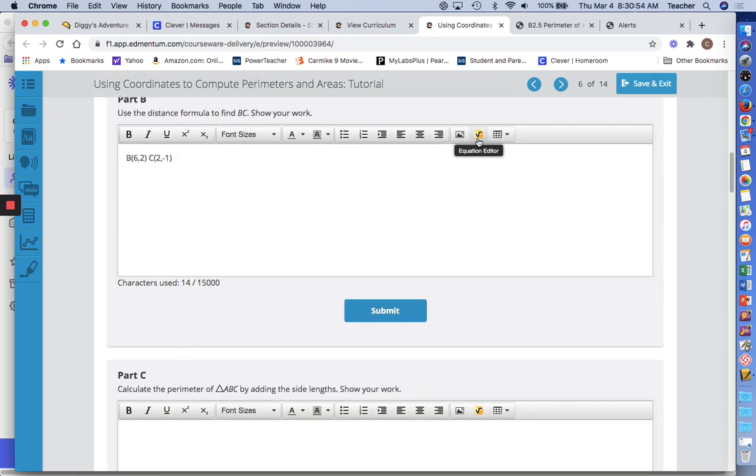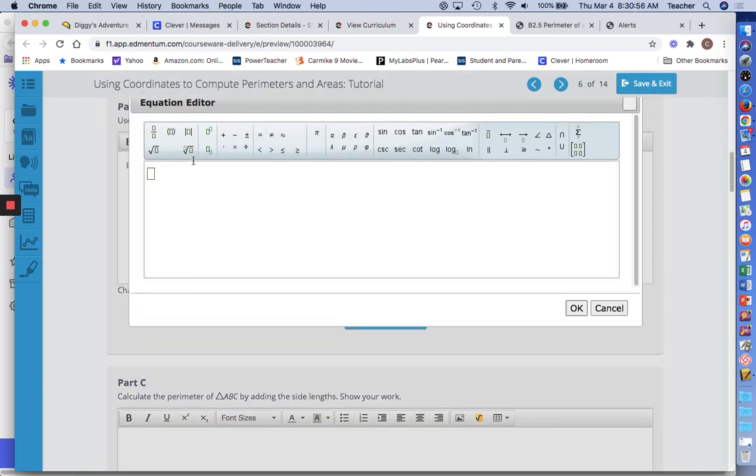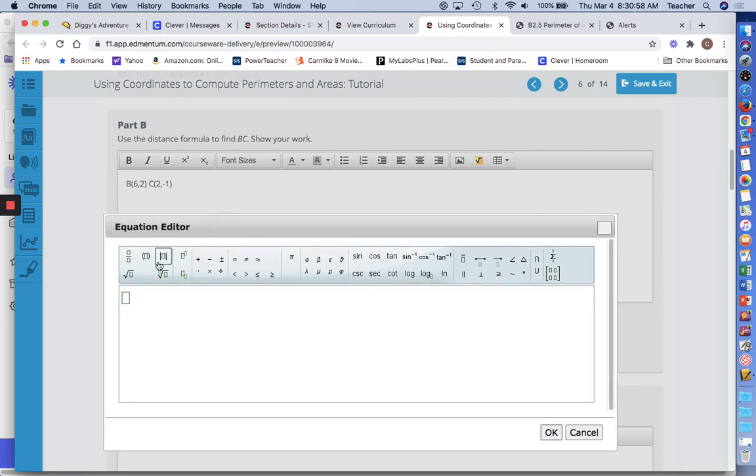We're going to use the distance formula again. All right, so square root. The x2 position is 2 minus x1, which is 6. I'm going to close my parenthesis and square that. Plus sign. Now I'm going to do my y, so open a parenthesis. We got y2, which is -1 minus 2, and square that.